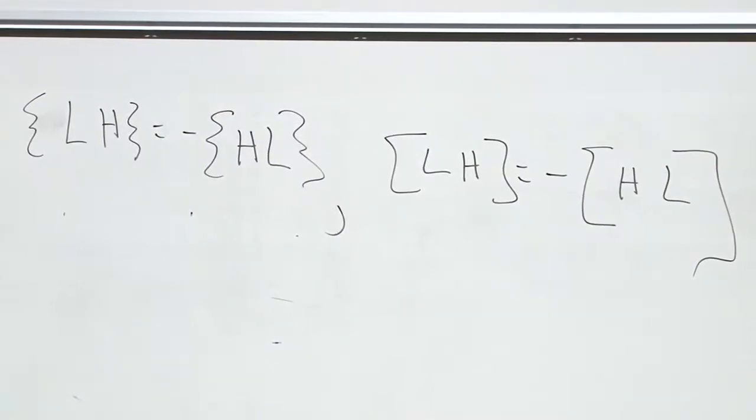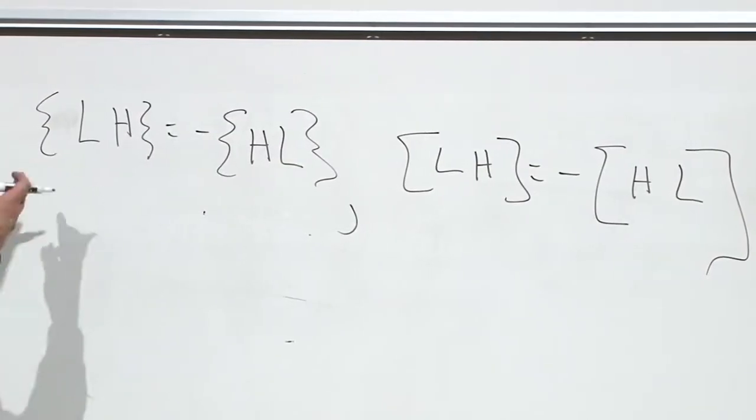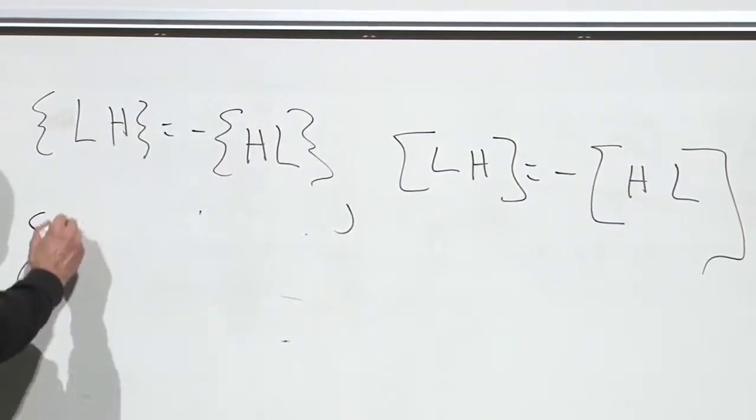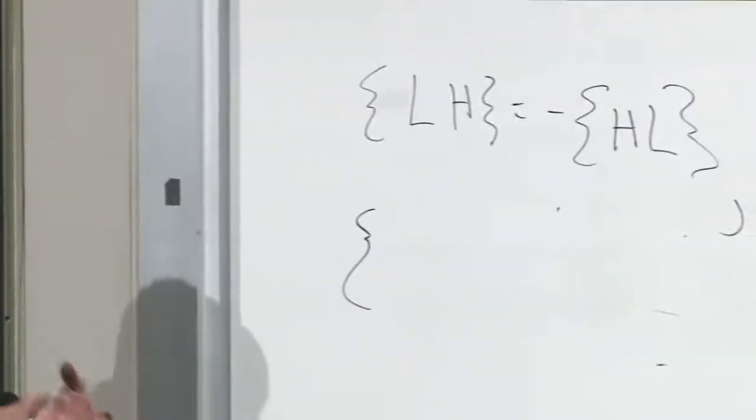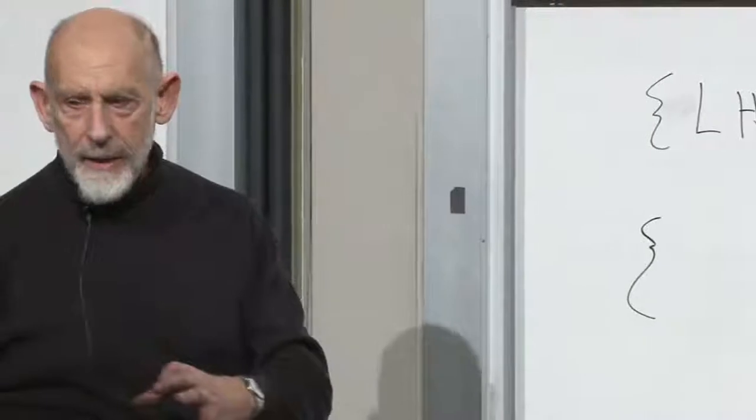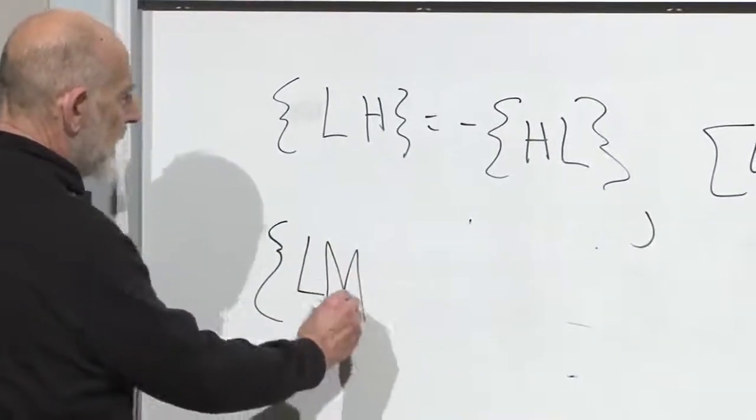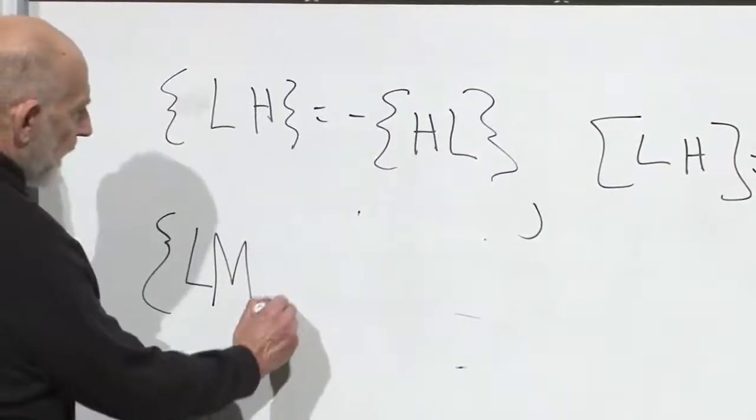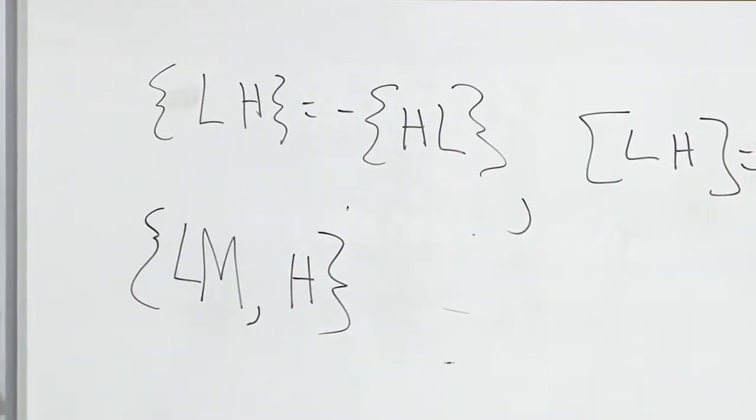Now let's take some other properties of Poisson brackets. There are a lot of properties of Poisson brackets, but let me just write one or two more. If I have two quantities, not operators, let's call them L and M. L times M is itself a classical quantity, and I can compute its Poisson bracket with H. Does anybody remember the answer?